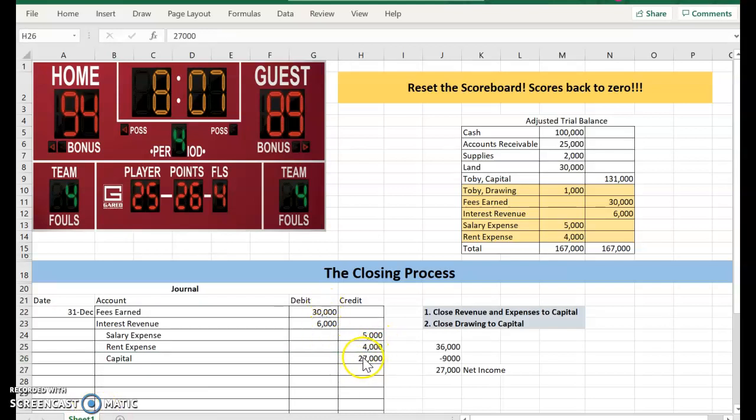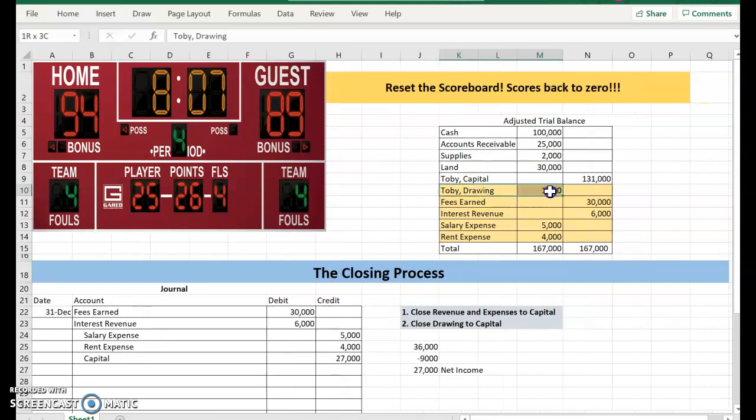Another way to remember you need it on your credit side is that capital has a normal credit balance. Net income increases capital. So if we credit capital, that is a positive impact. In a minute, we will see if we have net loss, that is a decrease to capital because a net loss decreases capital. The next step is to close drawing to capital.